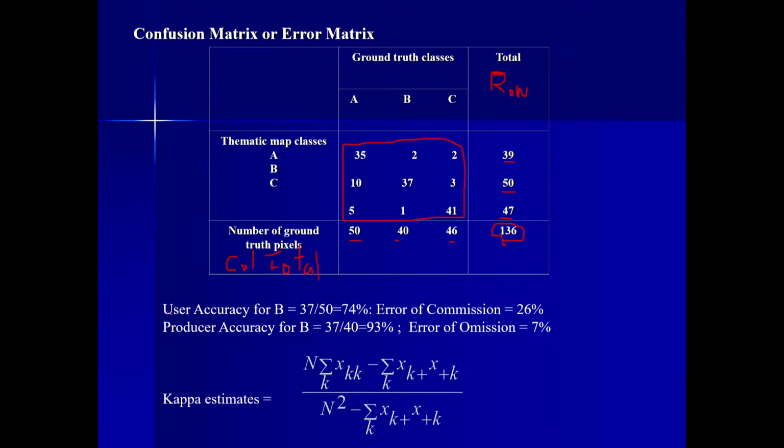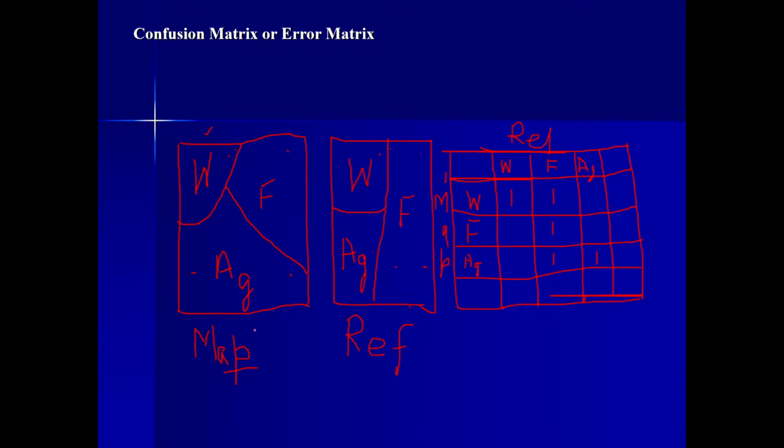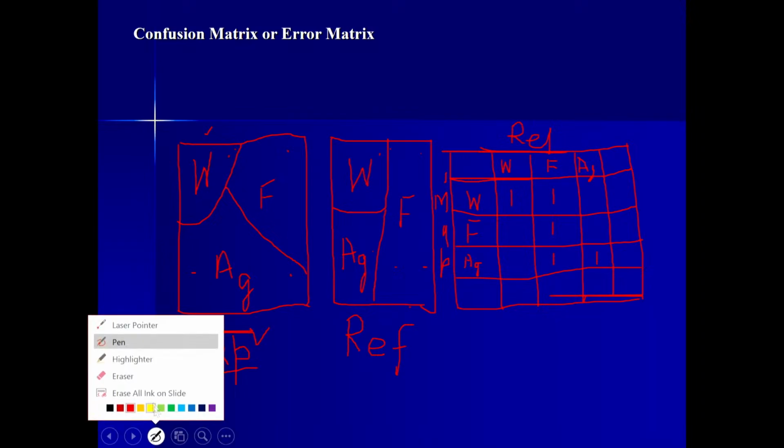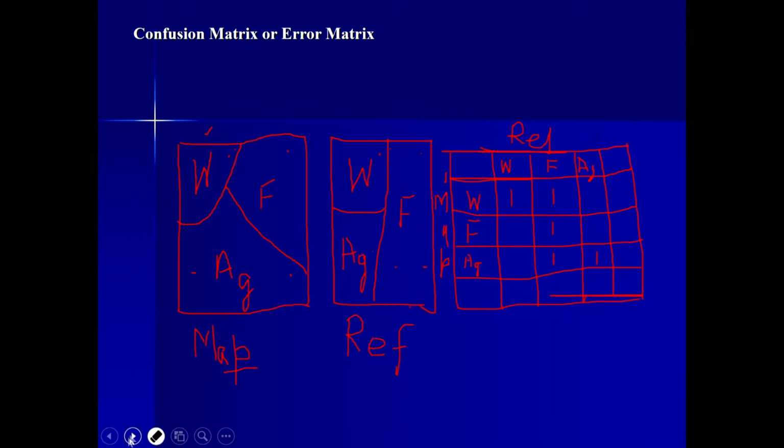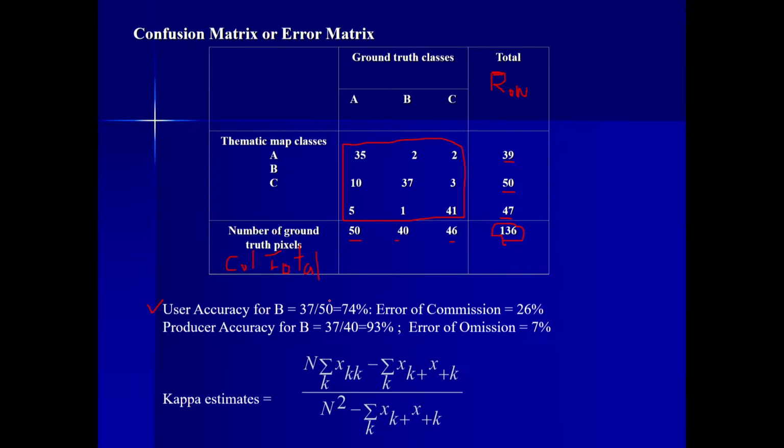The first parameter is user accuracy, and for each class we can calculate the user accuracy. The user accuracy tells how correctly the samples have been identified on the classified map. Whatever classified map we have generated, here we are collecting the testing samples. To know with what accuracy the samples have been identified on the classified map, that is known through user accuracy. So here, for example, for class B, what should be the user accuracy?